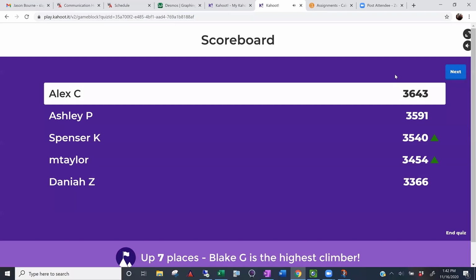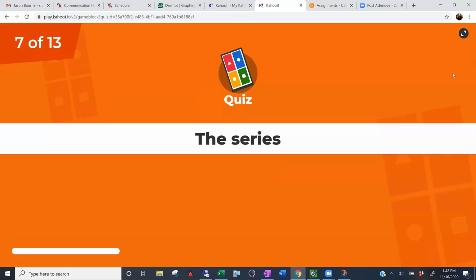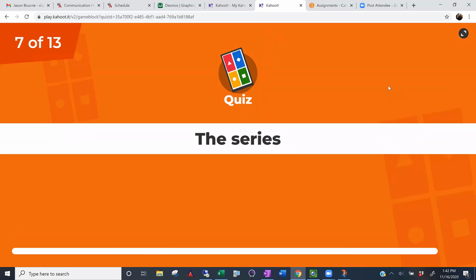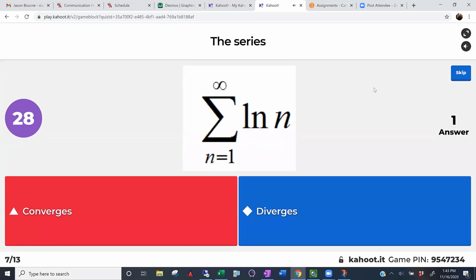Alex still holding on to that lead. Ashley making it close. Spencer on the rise, moving up. Same with Matt. Danya still up there too. So cool. Let's keep it going. Competition's getting close. It is. You should recognize the pattern in this stuff now.